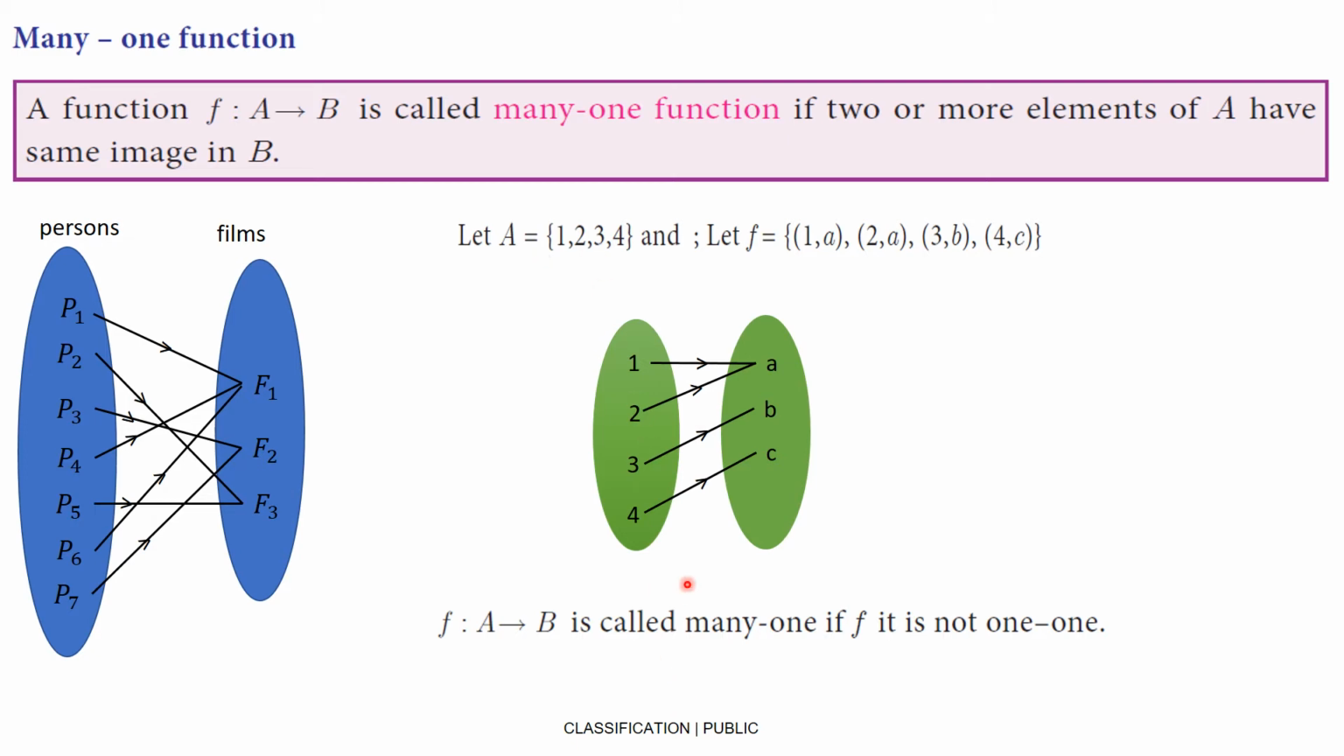A elements 1, 2, 3, 4. Here in the mapping you see 1 maps to a, 2 maps to b, and more elements have the same image a. This is a many-to-one function. So note that f: A to B is called many-to-one if it is not one-to-one, because one-to-one means different elements have different images. Clear?